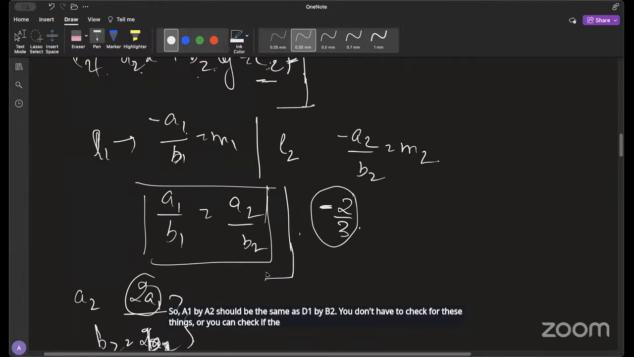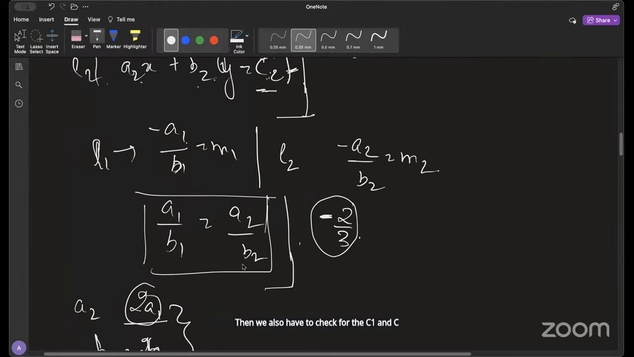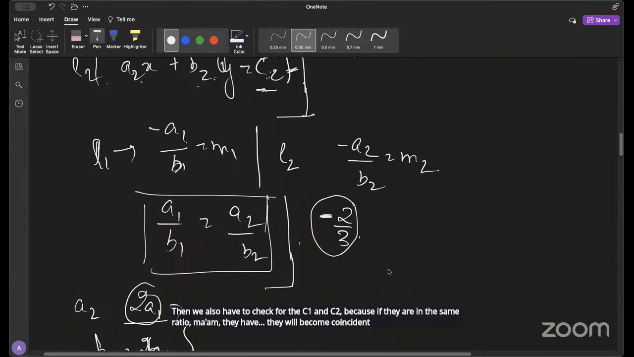Ma'am, do we also have to check for C1 and C2? Because if they are the same, the line will become coincidental. Yes, those lines are also considered parallel.